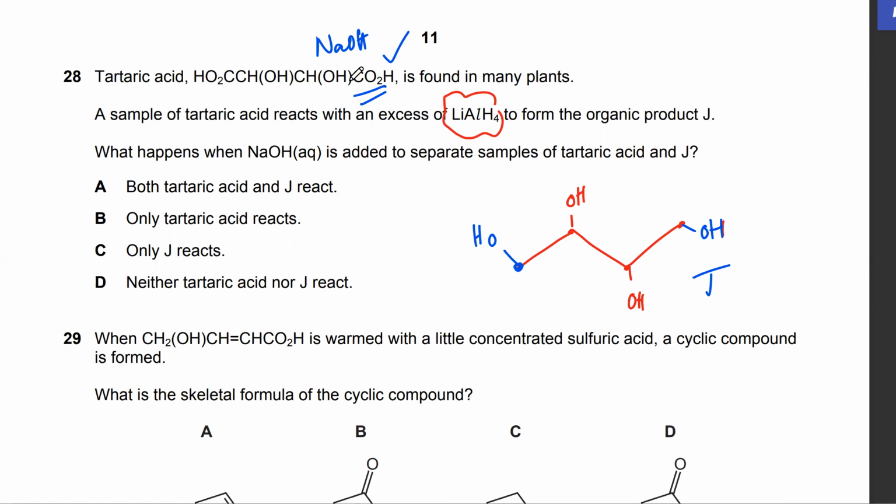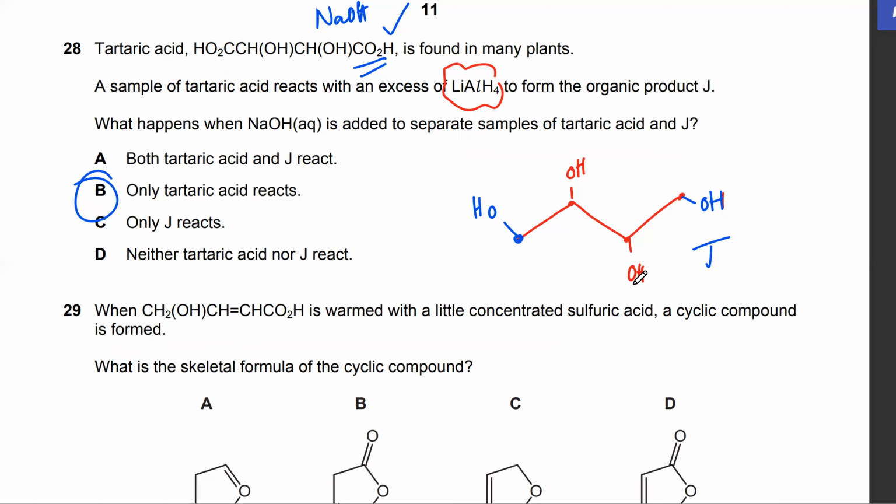So only tartaric acid reacts. Alcohols don't react with carboxylic acids. Remember that, alcohols are not acidic. So only tartaric acid reacts, not this one. Alcohols don't have any reactions with bases. Is that clear?